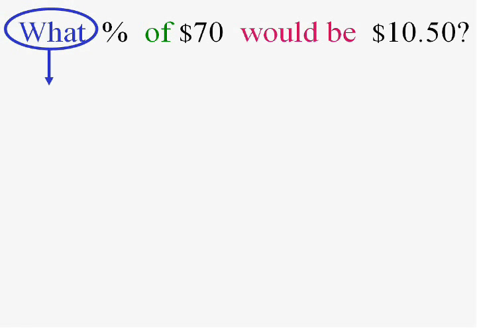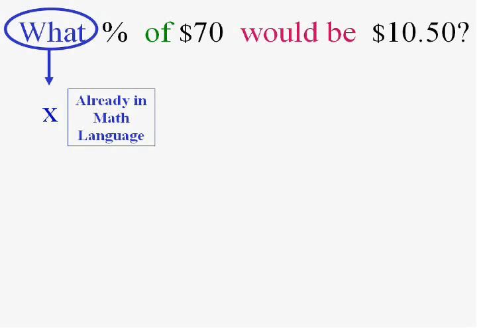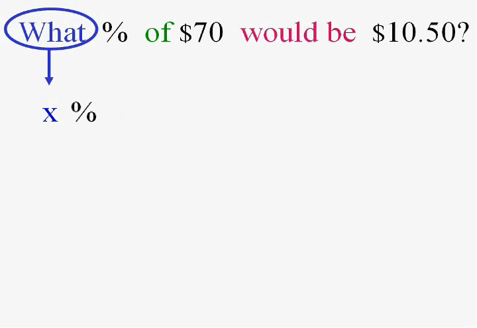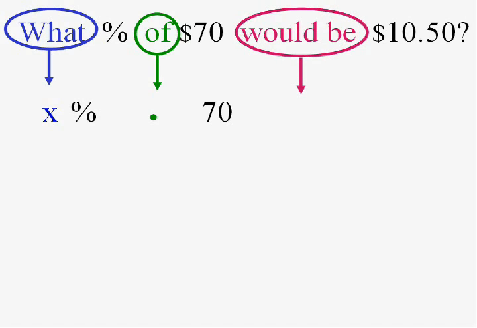What always becomes X. Percent, think about it, percent is a math symbol. Bear with me on this one. Of is times, and 70, always in math language already. Would be, now this is a new one. It's a verb type thing. Would be, believe it or not, it's going to be equals. And 10.50 is already in math language. So here we go. X percent times 70 equals 10.50.